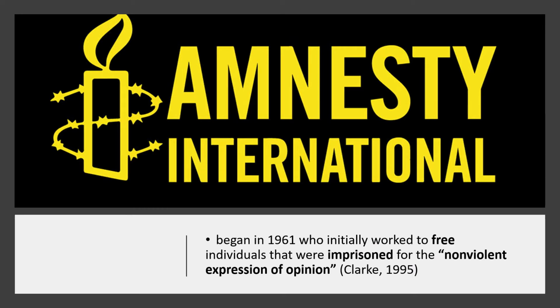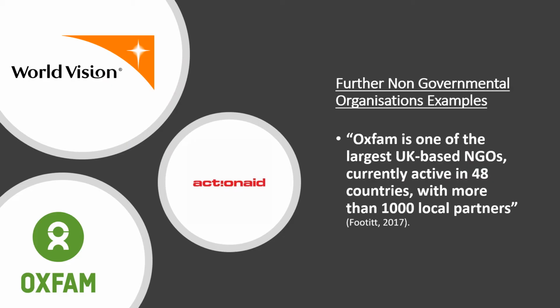Clark, 1995, identifies a prime example of a historical NGO by describing Amnesty International, which began in 1961 and initially worked to free individuals who were imprisoned for the non-violent expression of opinion. Further examples of NGOs are Oxfam, Action Aid and World Vision. Oxfam is one of the largest UK-based NGOs, currently active in 48 countries, with more than 1,000 local partners, as Flutit 2017 states.